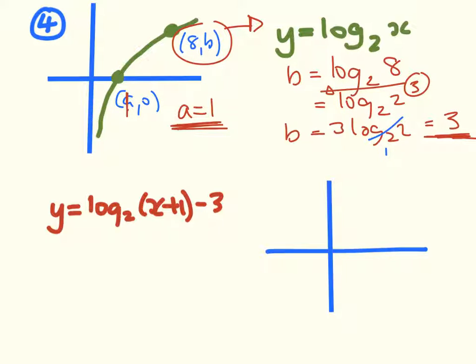Second part, sketch the graph of y equals log to the base 2 of x plus 1 minus 3. What does that mean? The plus 1 means that we move the graph left 1. The minus 3 means we move the graph down 3.